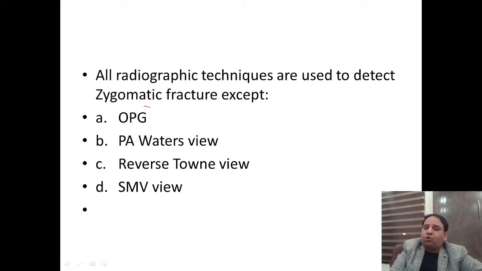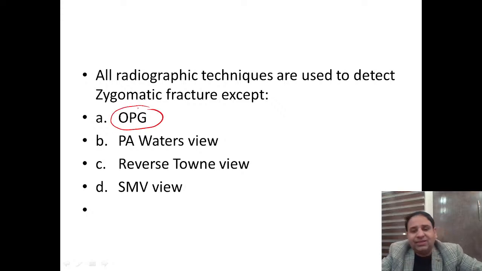If I talk about OPG, why? In OPG we see the zygomatic arch, we see the zygoma also. So why not in OPG? Not very clearly, but we can get a hint of zygomatic fracture. Many times in OPG we can say that a zygomatic fracture is present.